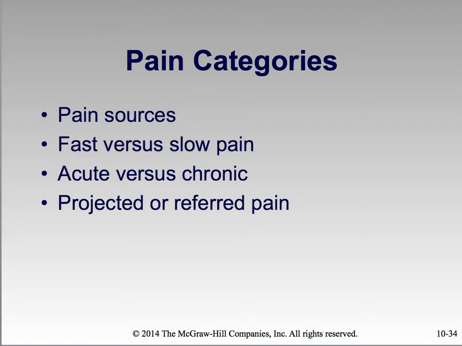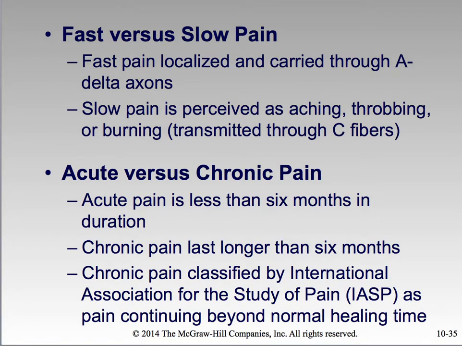These are different pain categories. Depending on the pain source, there's fast pain versus slow pain, acute versus a chronic aching pain, and you have projected or referred pain. Referred pain's like if the injury's in one location, but it's shooting pain to somewhere else, that shooting pain is that referred pain. This is the breakdown of them.